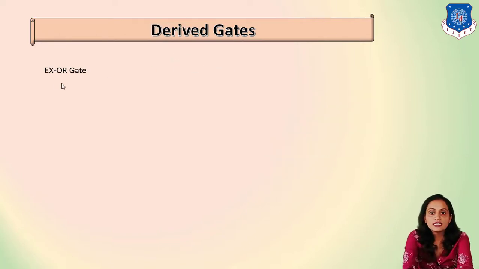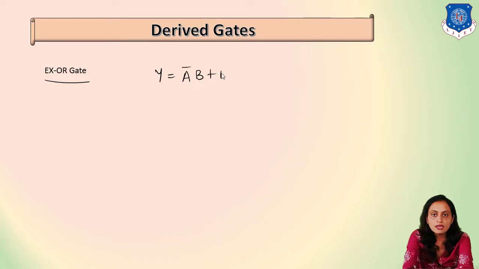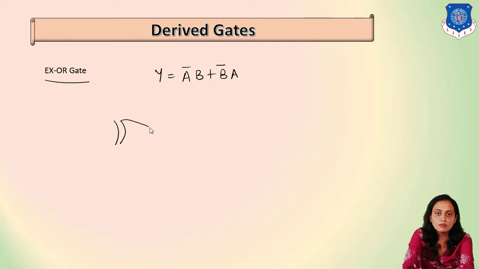Now we will see the derived gate, that is the XOR gate. For the XOR gate, let us consider two inputs A and B and output Y. Then the Boolean equation for the XOR gate is A bar B plus B bar A. So this is the Boolean equation which represents the XOR gate, and we will see the symbol of this XOR gate, with A and B, and this is the Y. So this is the symbol of the XOR gate.